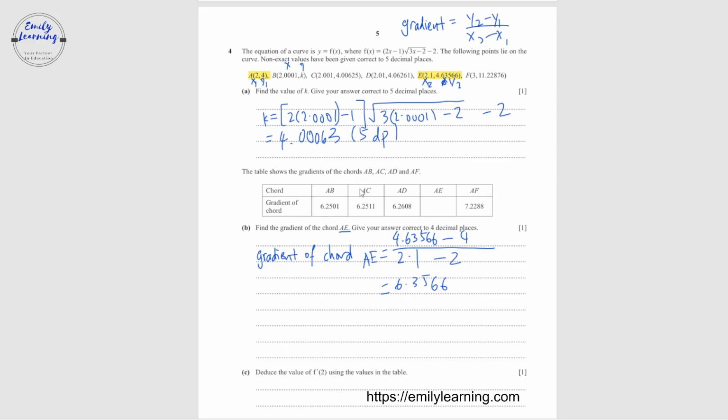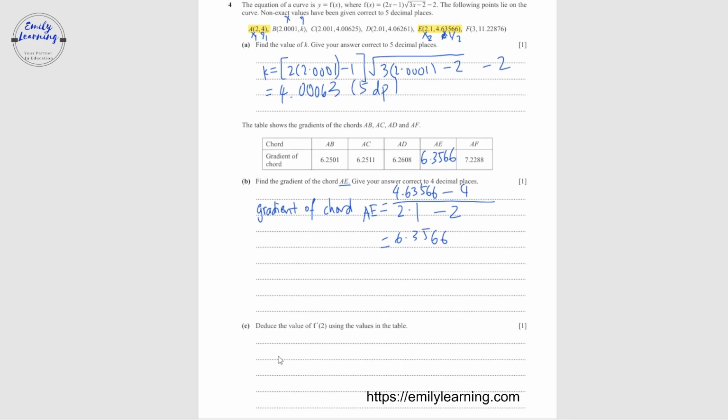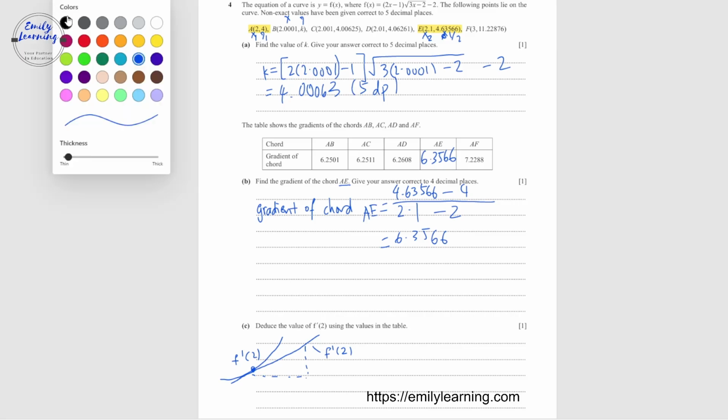Okay, so let me first put it here, 6.3566. So what are we actually doing? So let's assume that, right, if we have a curve, let's just assume that it looks something like this. Okay, and I want to find the gradient at 2. Okay, so this is the actual gradient, right? The gradient of this line is the actual gradient. But I can also do an approximation. So what type of approximation can I do?